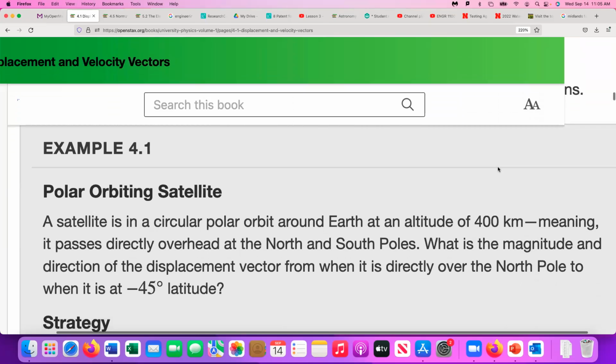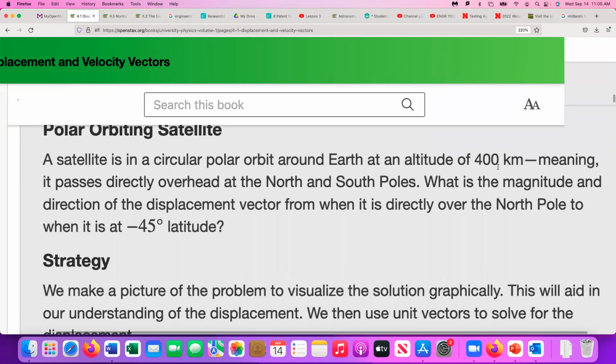So here we have a quick example. We have a satellite going in a circular polar orbit around Earth at an altitude of 400 kilometers. A polar orbit means that it is directly overhead at the north and south poles, so it's in an orbit that ends up directly over the North Pole or directly over the South Pole at two different times. The altitude is 400 kilometers. They want to know the magnitude and direction of the displacement vector from when it is directly over the North Pole to when it is at negative 45 degrees latitude.